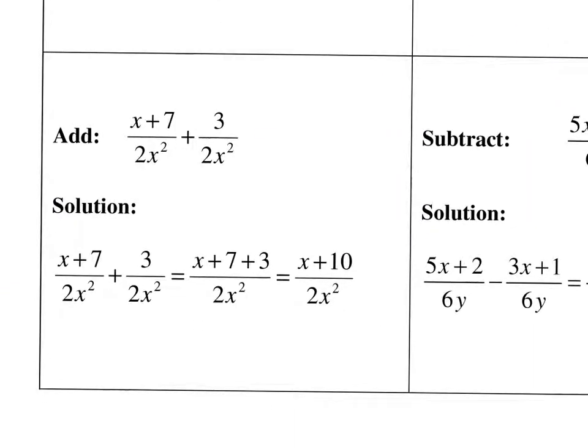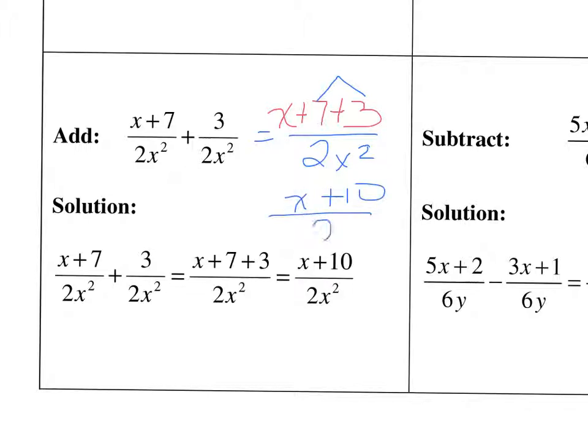Okay, here, the denominator is going to be 2x squared. The numerator is going to be x plus 7 plus 3. So that's how I'm going to write it, x plus 7 plus 3. And then I'm going to look and see, are there any like terms? And yes, there are. The 7 and the 3 are like terms, so I can combine those. When I combine the 7 and the 3, I get 10. So this becomes x plus 10 over 2x squared. And remember what we already learned about rational expressions. Don't go canceling things when there's plus and minus signs.